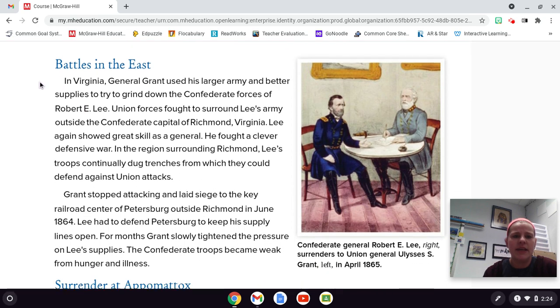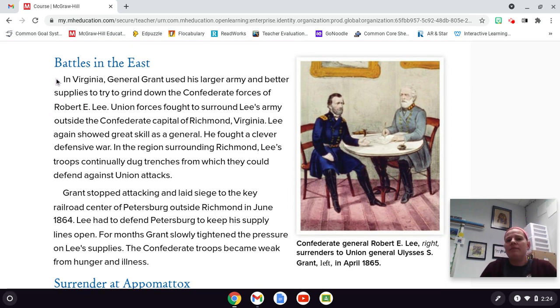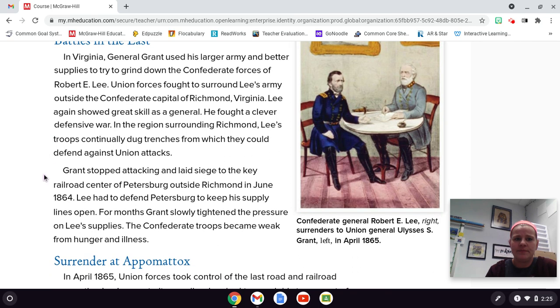So we have battles in the East. In Virginia, General Grant used his larger army and better supplies to try to grind down the Confederate forces of Robert E. Lee. Union forces fought to surround Lee's army outside the Confederate capital of Richmond, Virginia. Lee again showed great skill as a general. He fought a clever defensive war. In the region surrounding Richmond, Lee's troops continually dug trenches from which they could defend against Union attacks.